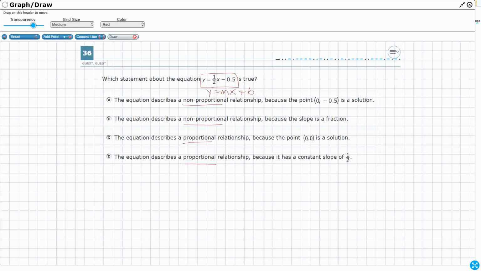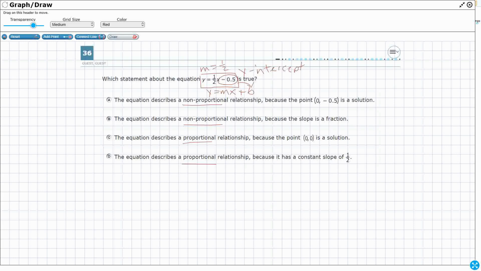So let's take a look at our equation right here. y equals 1/2 x minus 0.5. So we see that this negative 0.5 is in our b position. That means it's our y-intercept. And we have our 1/2 in our m position. So m equals that 1/2. So what does that mean?